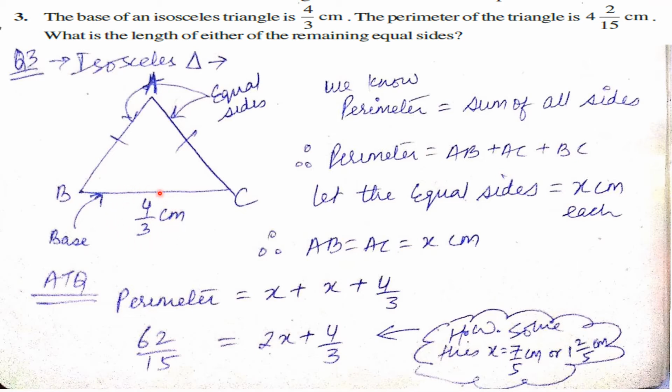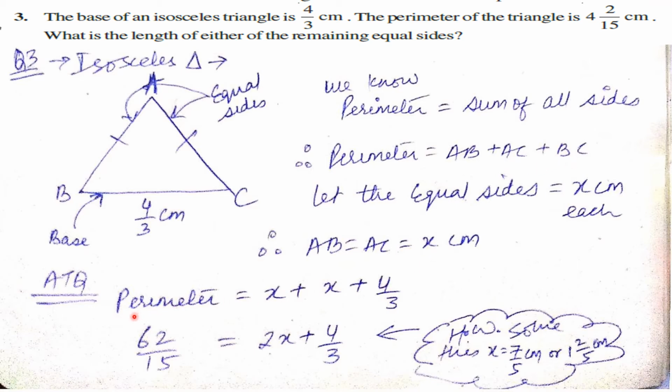Now we know perimeter is given by sum of all sides. I told you in the last question also, perimeter of any figure is sum of all sides. So we can say perimeter of this triangle can be given by AB plus AC plus BC. I have written over here also. So I have assumed the equal sides as x. So this AB is x, AC is x, and BC we know.